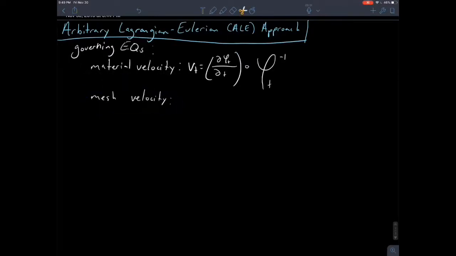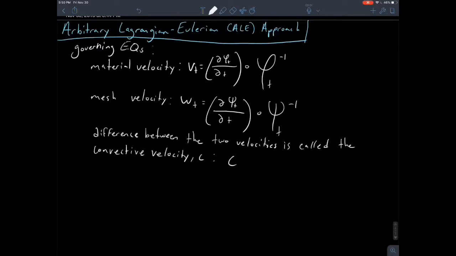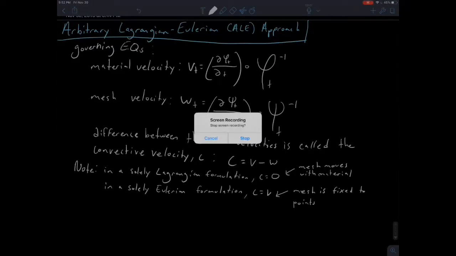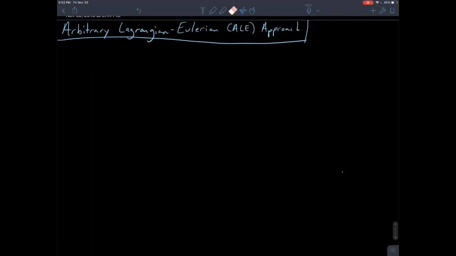The material velocity is defined by the equation right there, and the mesh velocity is defined by the equation with the W. So the difference between these velocities is called the convective velocity. Note that if we're looking at a Lagrangian approach, the convective velocity is equal to 0, and in the Eulerian approach, the convective velocity is equal to the material velocity.